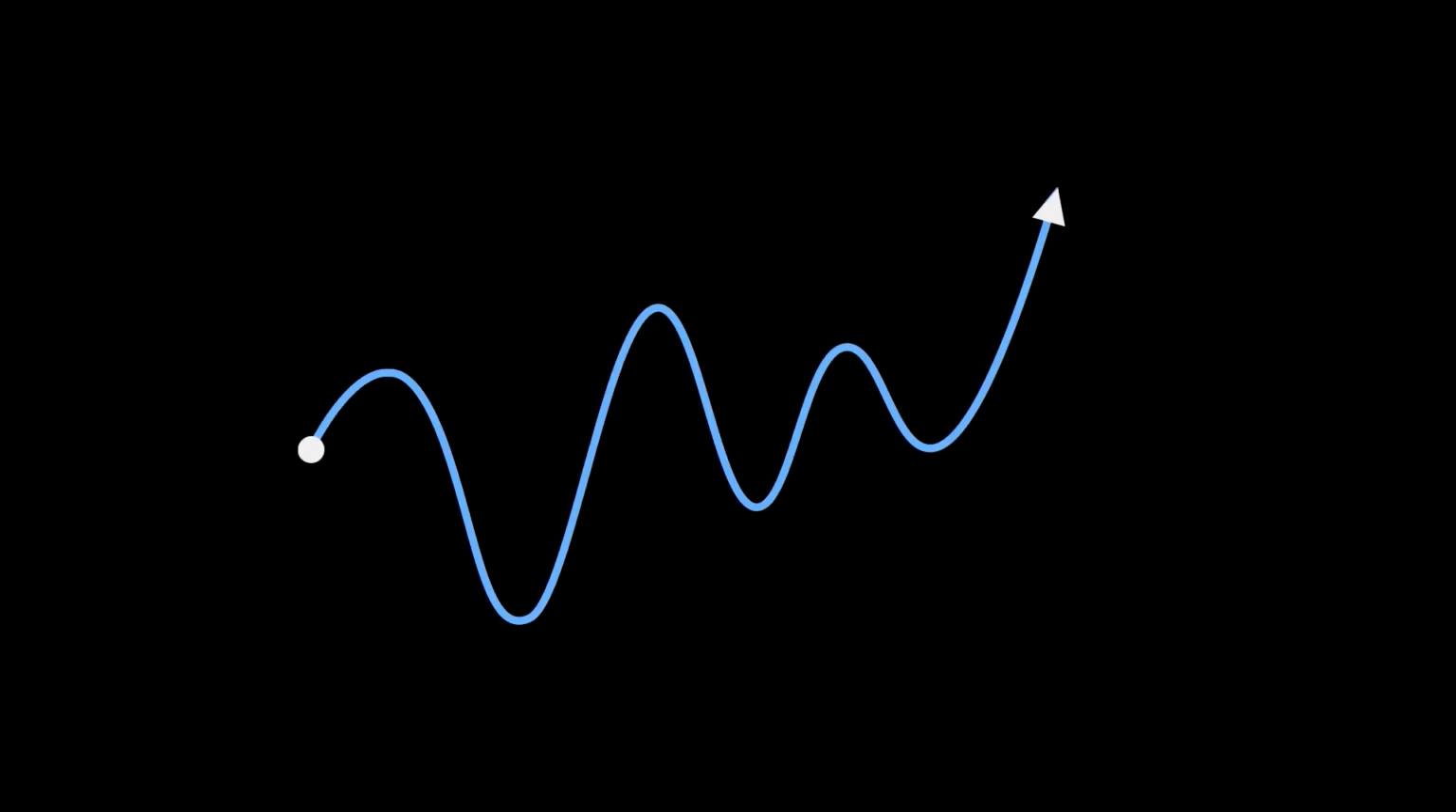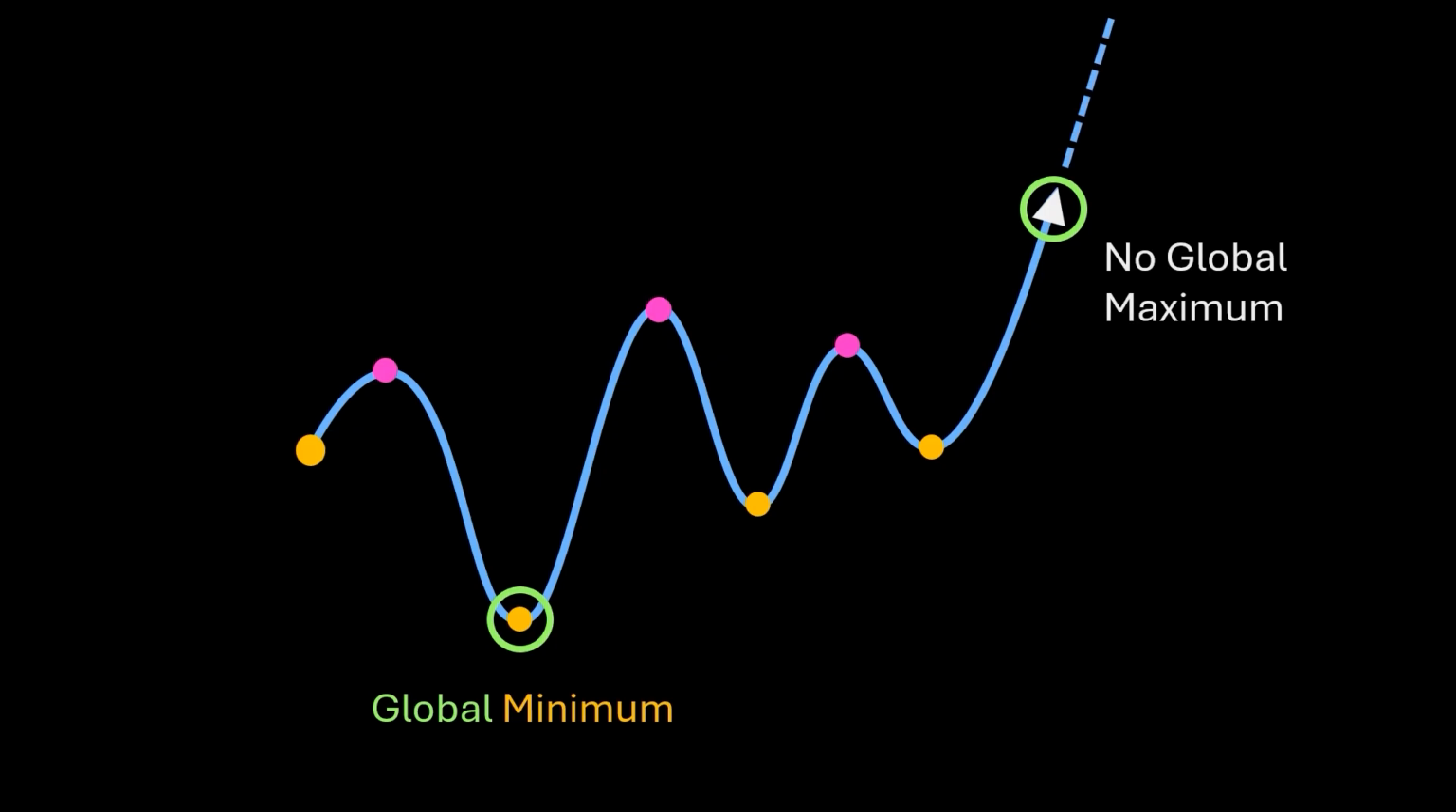Now, let's say we have this graph. Here these are our local maximums, and these are local minimums. We can also easily find the global minimum, as this is the least value in the entire graph. But what about the global maximum? The arrow here indicates that it is increasing infinitely. That means this function doesn't have a global maximum.